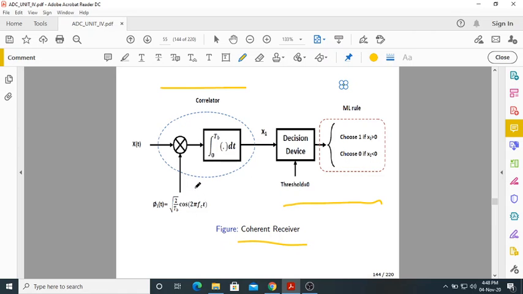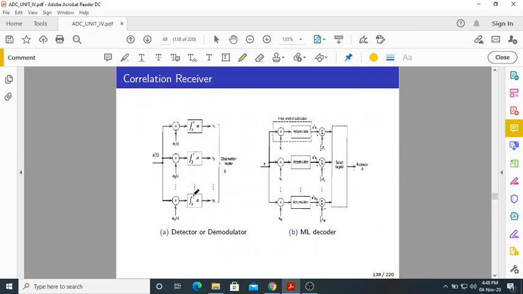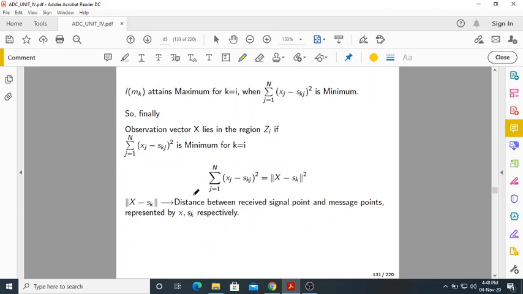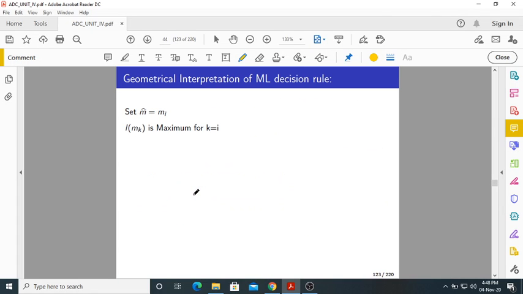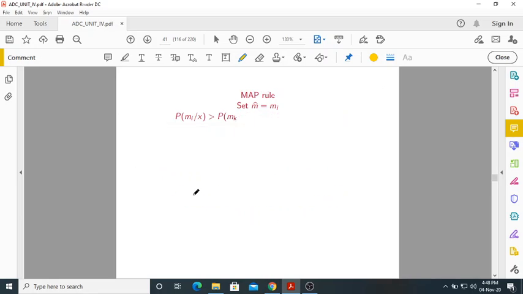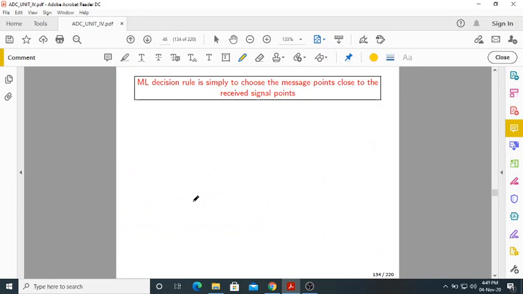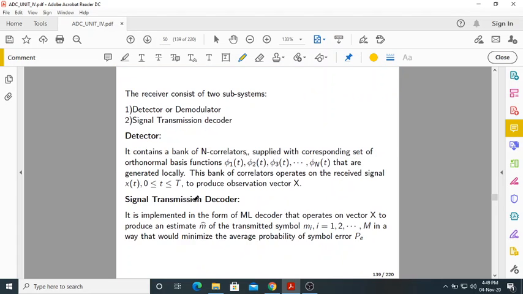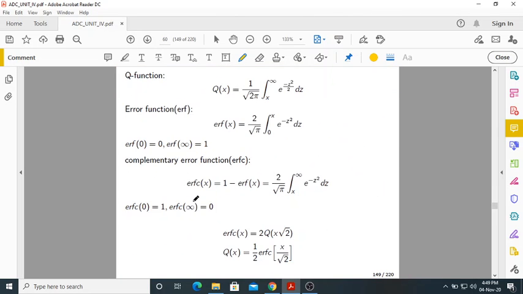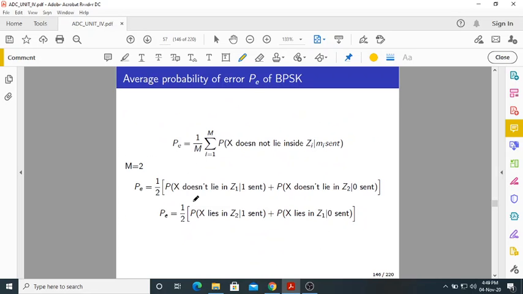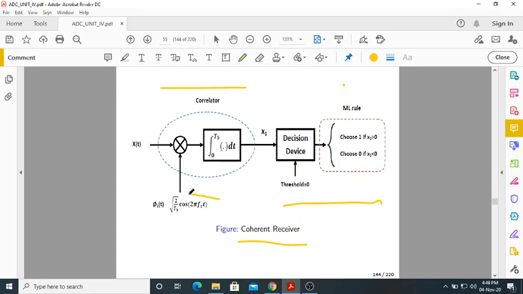Why coherent? In the transmitter also, we are using a basis function. If you remember properly, in the transmitter part also we are using the same basis function. In the receiver also we are using the same basis function. So there is coherence in the phase, in the frequency, and in the amplitude of the basis functions that we are using in the transmitter and the receiver, just like a carrier coherence. That's why it's called a coherent receiver.